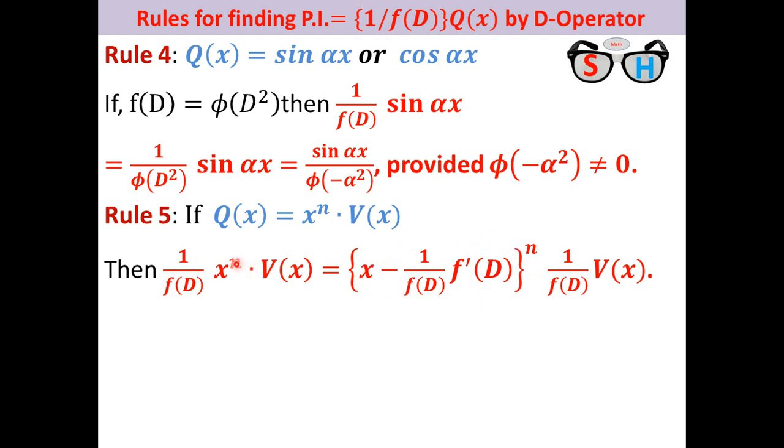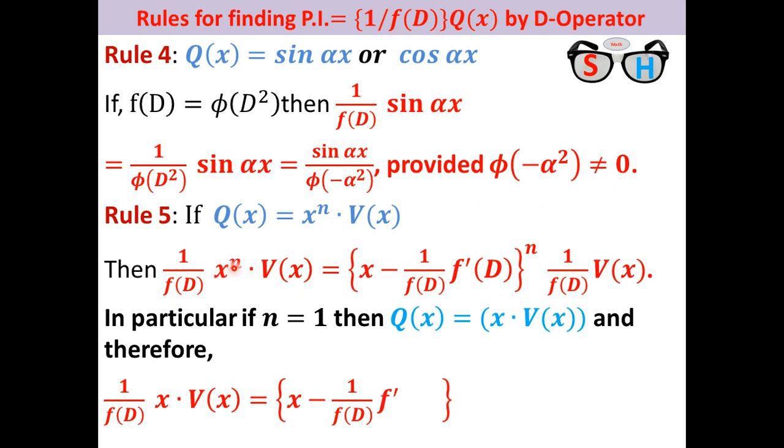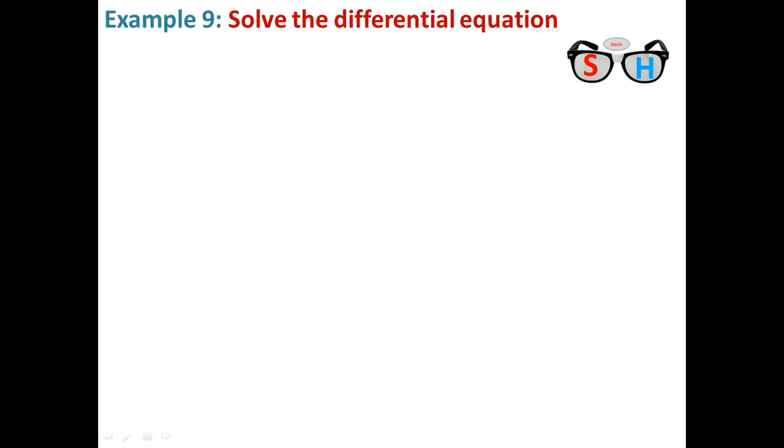In particular, if n equals 2, that is 1 by f(D) of x squared into V(x), then here you have to put n equal to 2. In particular, if n equals 1, then Q(x) will be x into V(x), and therefore the particular integral will be x into V(x), and in the resulting portion I write x minus f dash(D) by f(D) simply, because here n is 1. This is a formula. Now here we consider some different types of examples and solve that type of differential equation mixing all 5 rules.